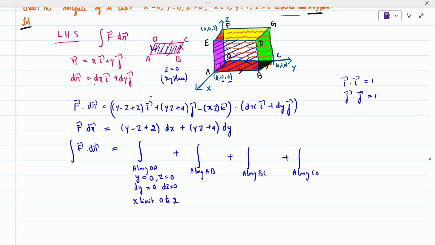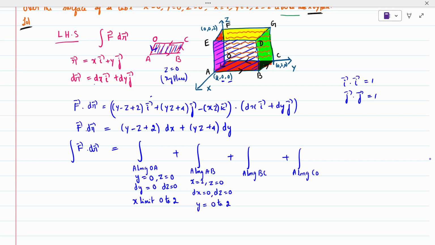Same way, you come with the diagram and check along AB. When I consider AB, this line is x equals 2, and z is also 0. So dx is 0 and dz is 0. So I have to write my y limit. Check the limit, y from here to here: it is 0 to 2. So that completes two.